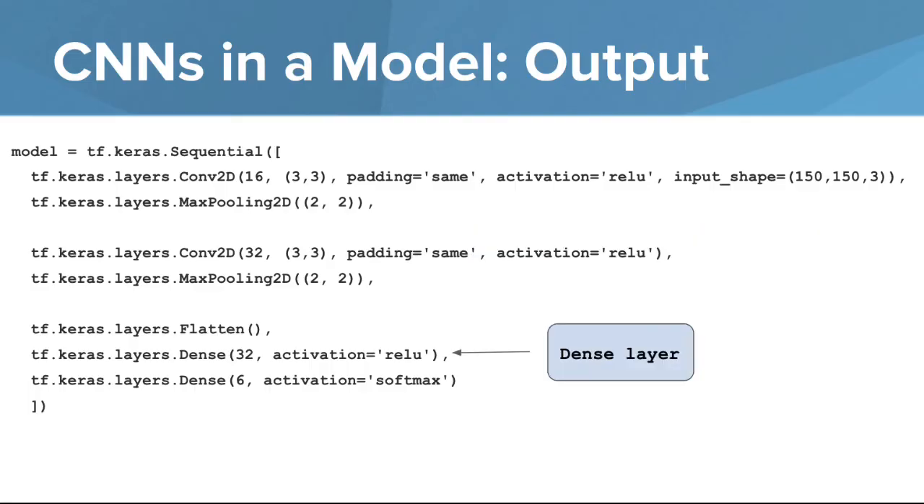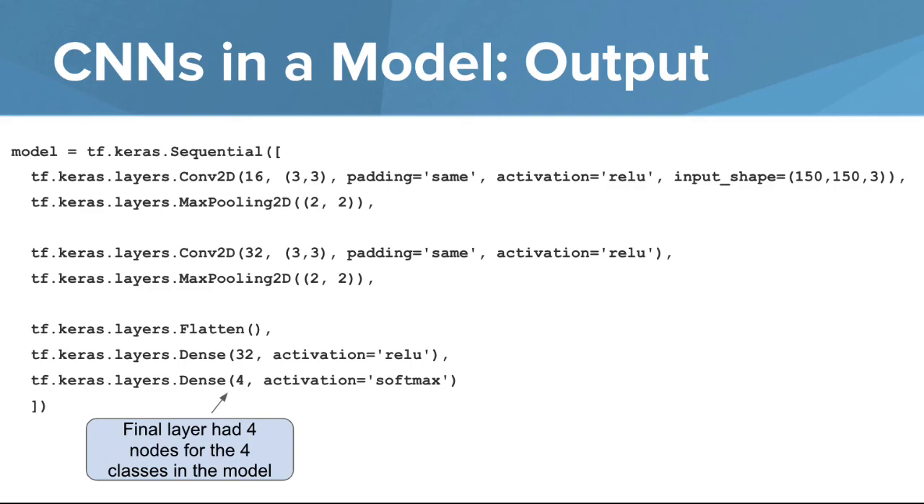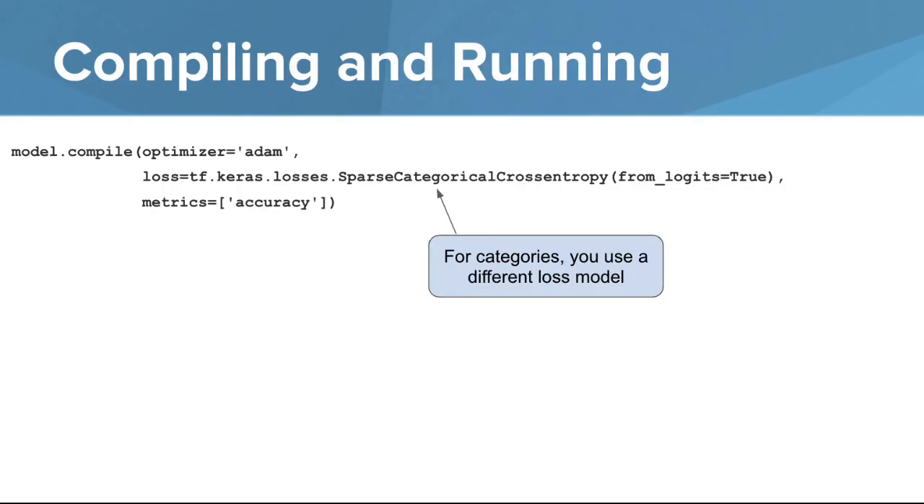Once the data is flattened, it can then be used as an input into a dense layer. The dense layer may be familiar as the first layer type in the temperature model we saw previously. After the dense layer, a final output layer is applied. Notice that the final layer now has 4 nodes because there are 4 different image categories. The compile statement looks similar, but uses a different loss model than we used previously. You don't need to understand the loss model at this point, other than to note that sparse categorical cross-entropy loss models fits categories better.